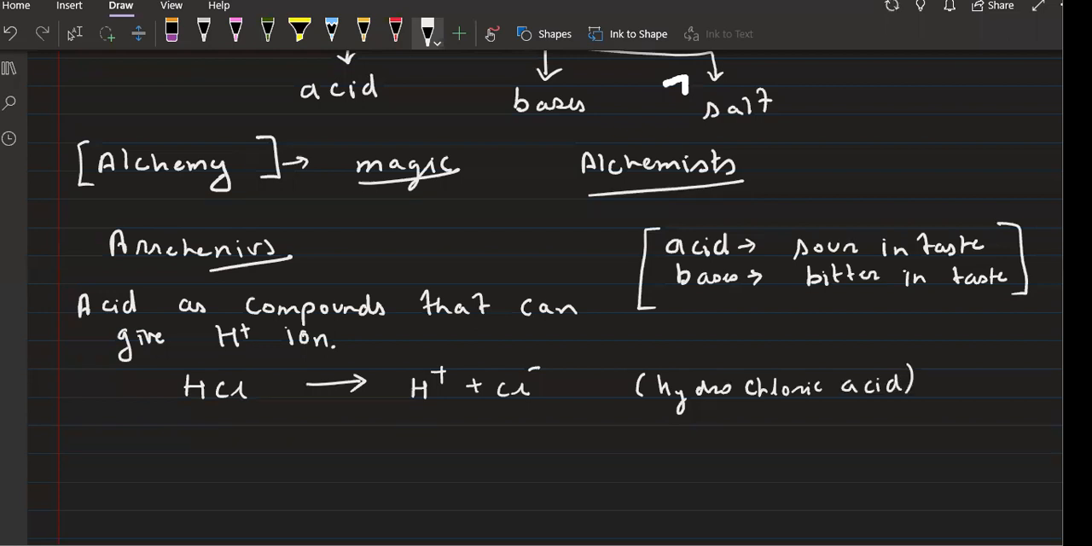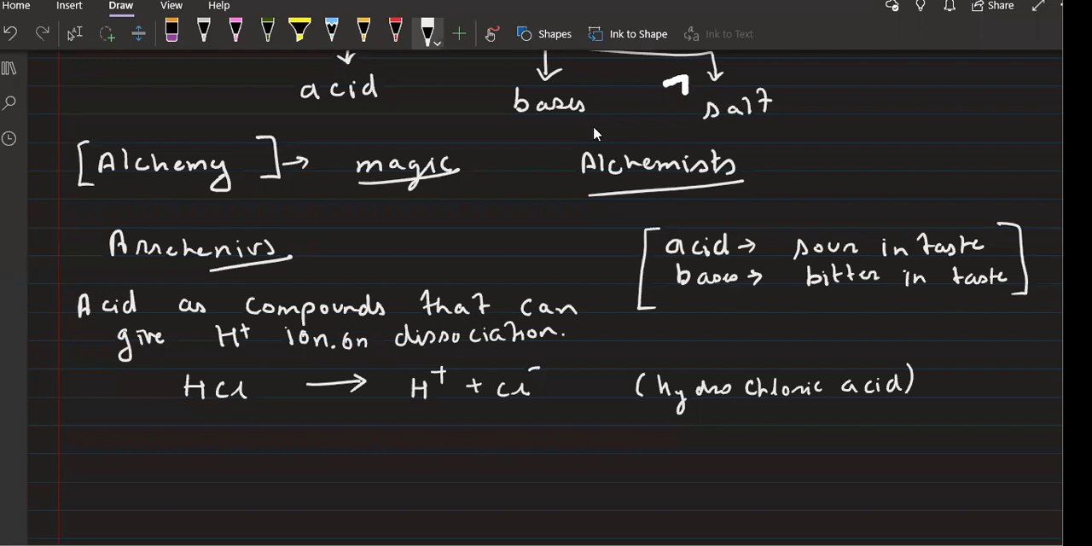Got it? Now tell me, according to Arrhenius, acids are that compound which gives H plus ion on dissociation. On dissociation means टूटने के बाद. Got it, everyone? Everyone got this concept? Yes or no? Just raise your hand like this.